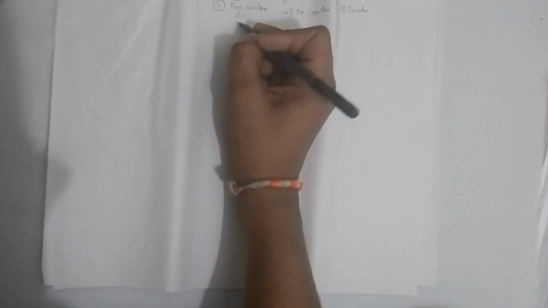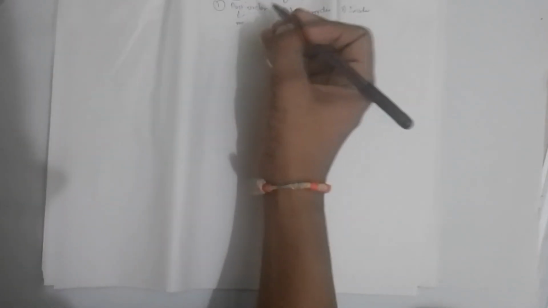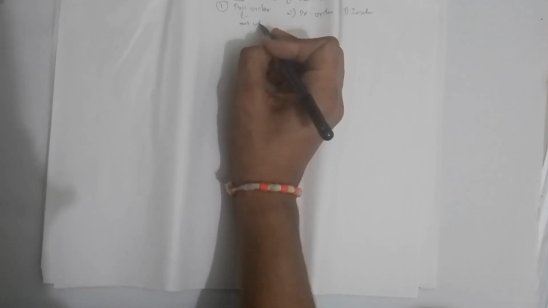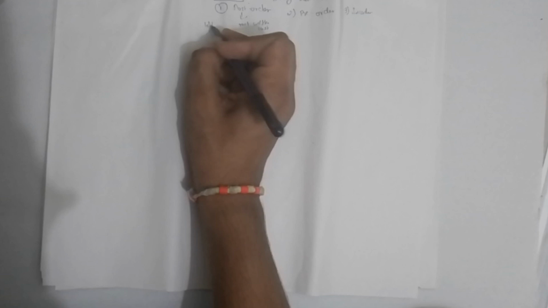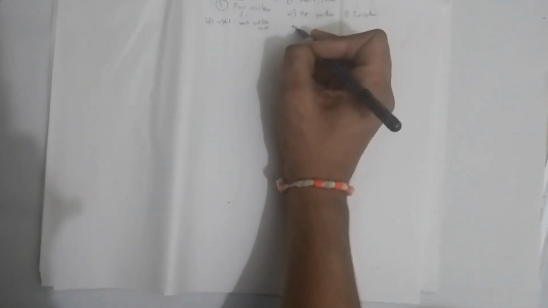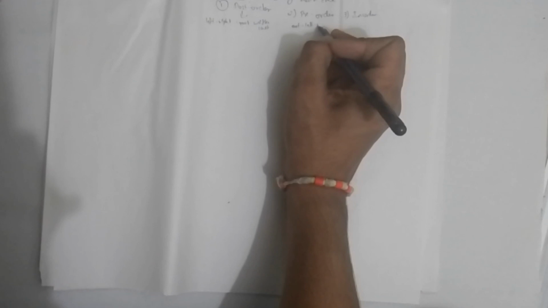So as you know, in post order the root node is written at last, it will be left, right, root. Similarly, pre-order is root, left, right. In order is left, root, right.